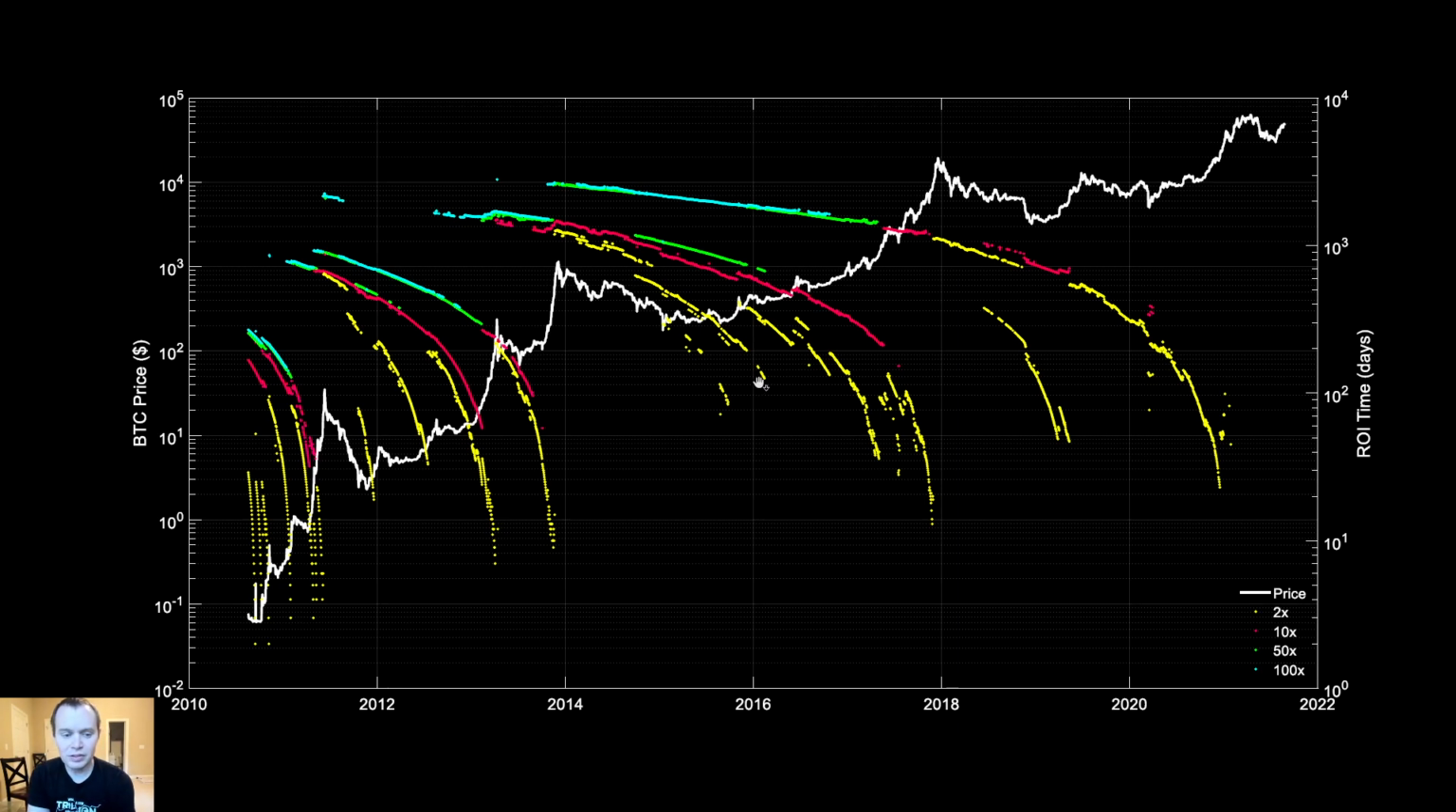I do like showing this chart though, because I think it gives a different outlook on the market. It clearly shows that it's taking longer to experience 10x moves. It's taking longer to experience 2x moves, 50x moves, 100x moves. It's going to become harder and harder to do so. And if that upsets you, then at least think about the people that are buying Bitcoin 10 years from now. It's going to be even harder for them.